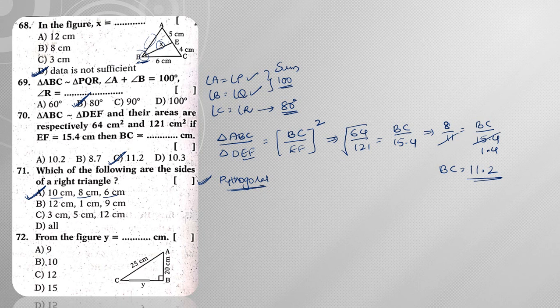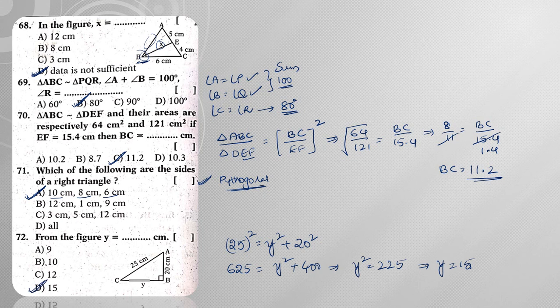Since it is a right angle triangle, it should satisfy Pythagoras theorem. So the hypotenuse square, which is 25 square, is equal to side square y square plus 20 square. So this is 625, which is equal to y square plus 400. When you transpose, y square will become 225, which gives me y is equal to 15. Hence the answer is 15.